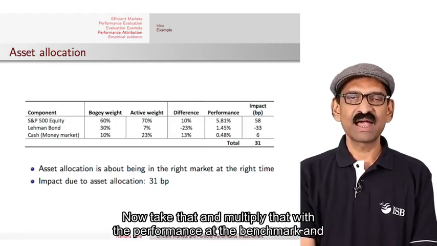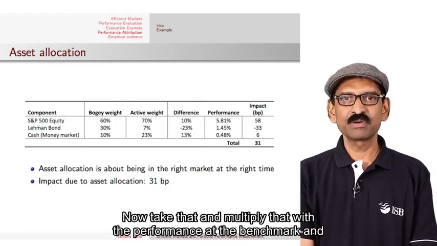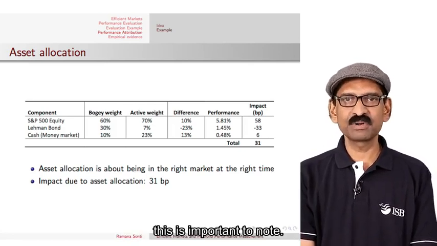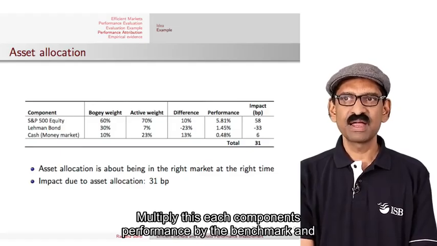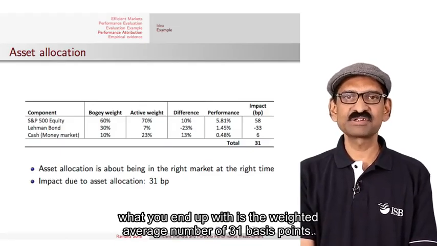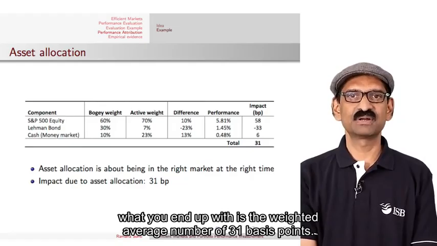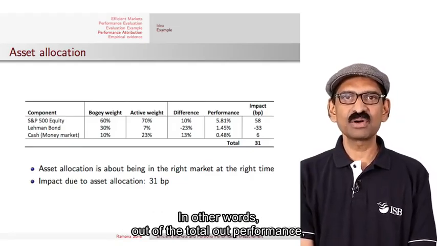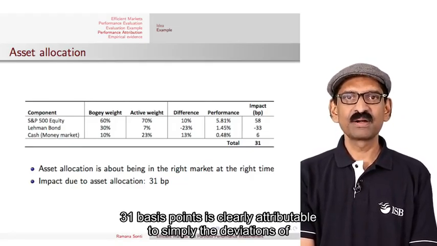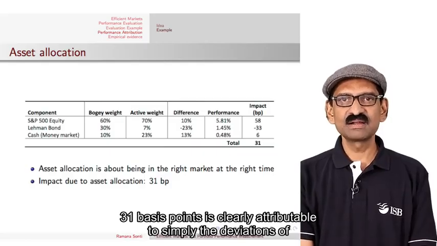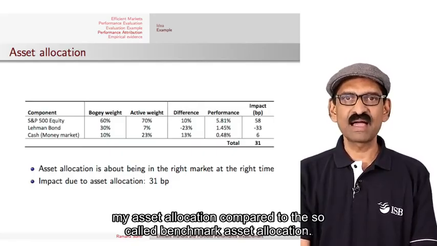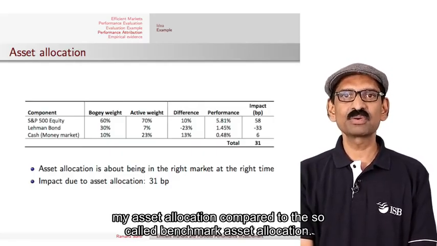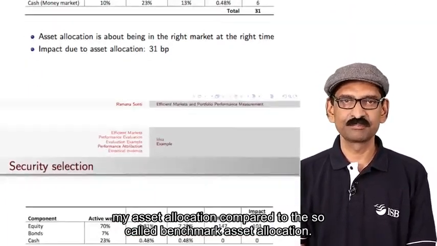Now take that and multiply that with the performance of the benchmark, and this is important to note. Multiply each component's performance by the benchmark, and what you end up with is a weighted average number of 31 basis points. In other words, out of the total outperformance, 31 basis points is clearly attributable to simply the deviations of my asset allocation compared to the so-called benchmark asset allocation.